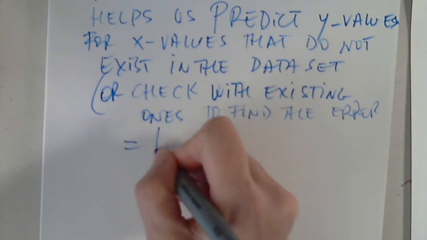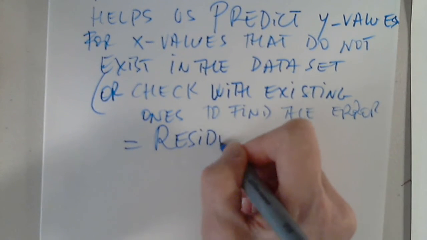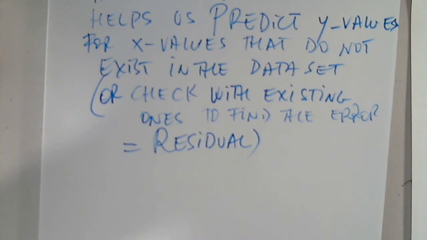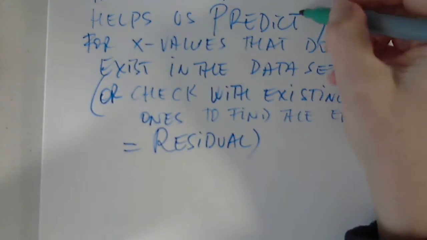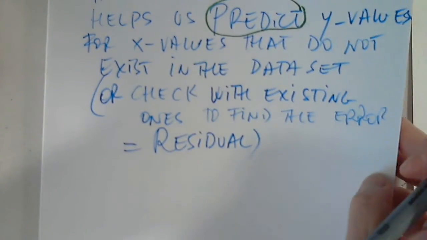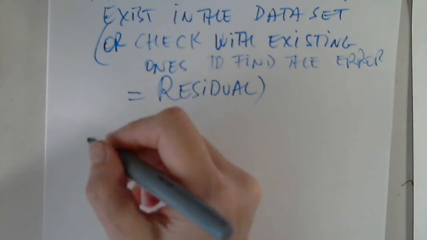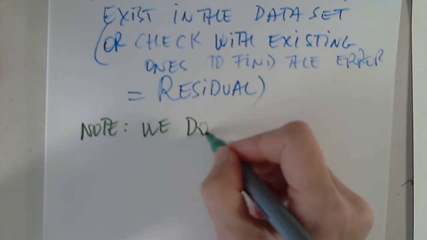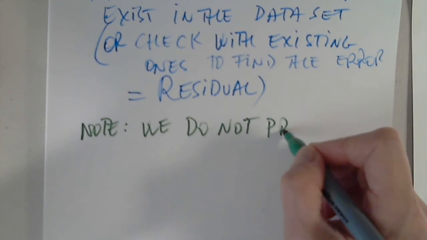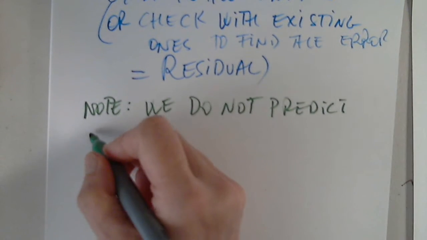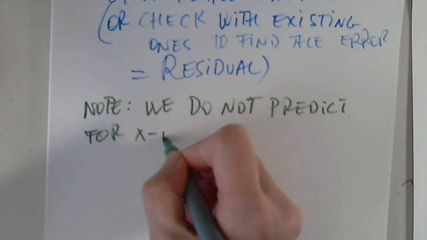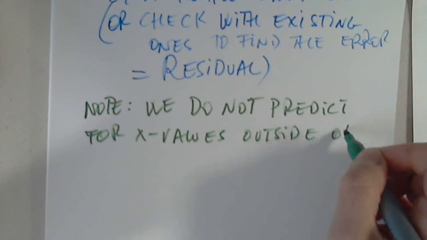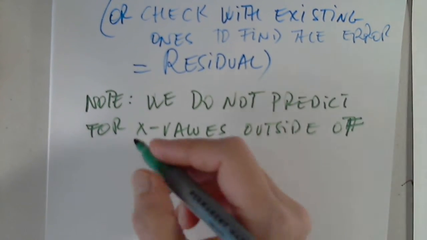That error will be called residual. I didn't get to that yet, but since you asked, we can predict. Note, and I think I put it somewhere in your notes, we do not predict for x values outside of the data set.